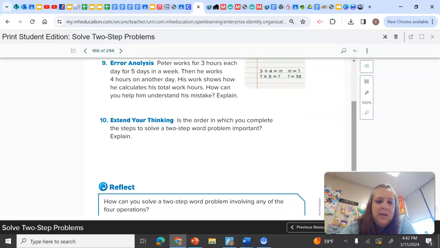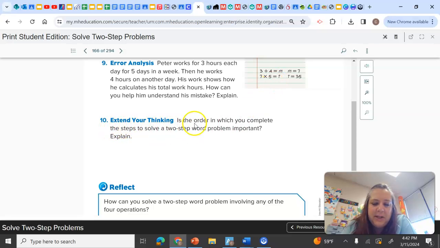Number 9, Peter works for 3 hours each day for 5 days in a week. Then he works for 4 hours on another day. His work shows how he calculates his total work hours. How can you help Peter understand his mistake? So here he was calculating how many hours he worked total, but he made a mistake. So how can you explain to him what his mistake was?